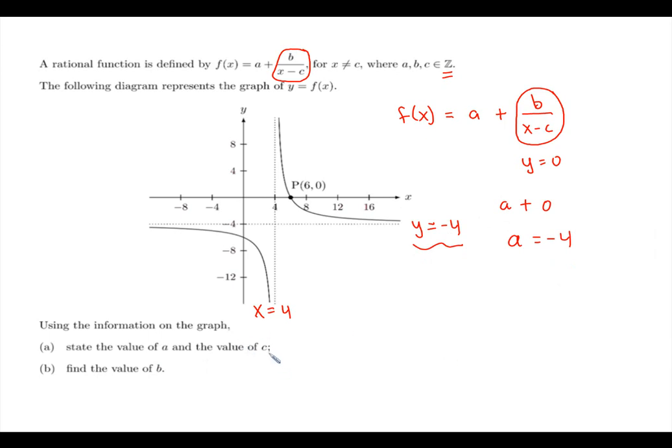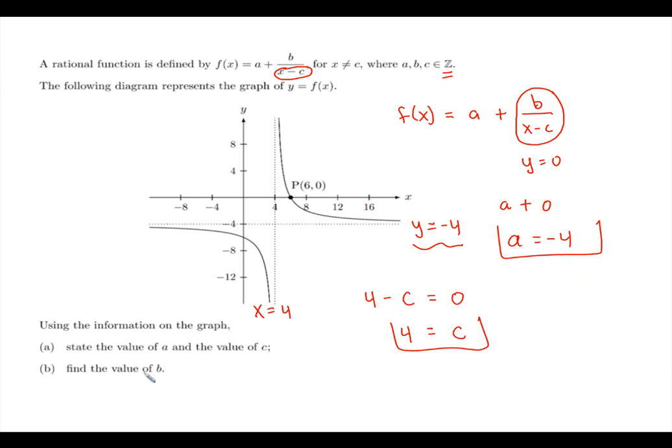Letter C here deals with the vertical asymptote. We know there's a vertical asymptote at x equals 4. So if you plug in 4, 4 minus c is equal to 0, because to find the vertical asymptote, we're concerned about what value makes 0 in the denominator. So we plugged in 4 for x. So 4 minus c equals 0, so that means 4 is equal to c. Okay, so we found the values of a and c.